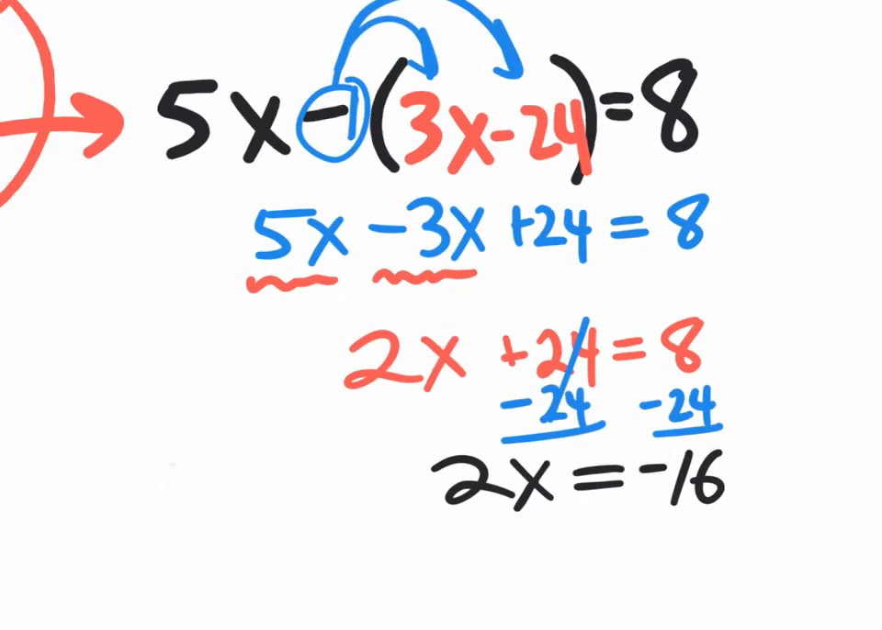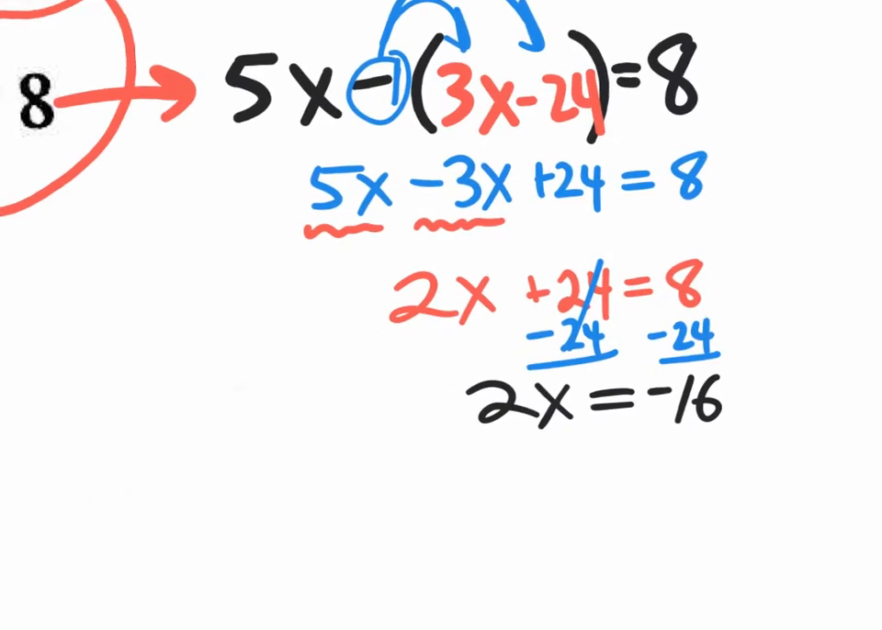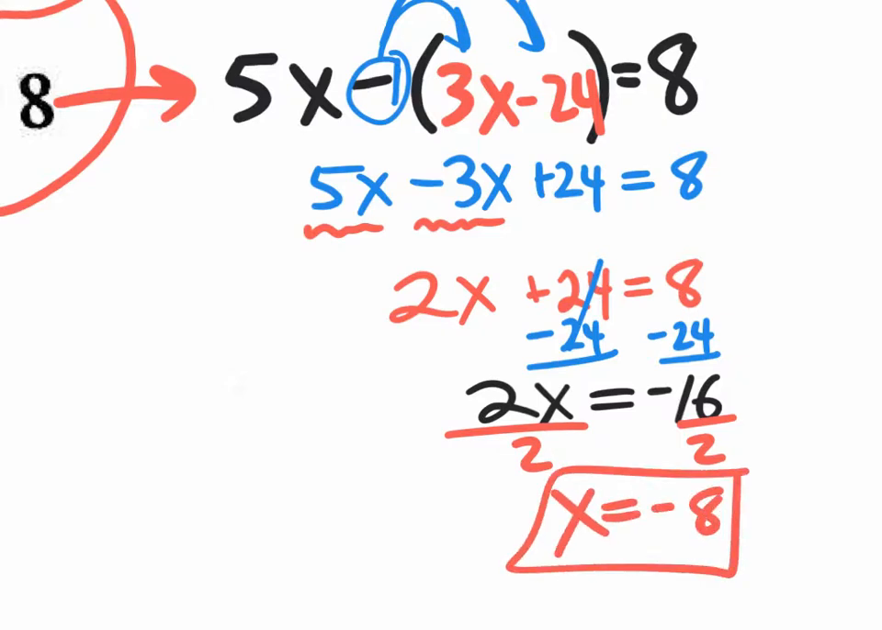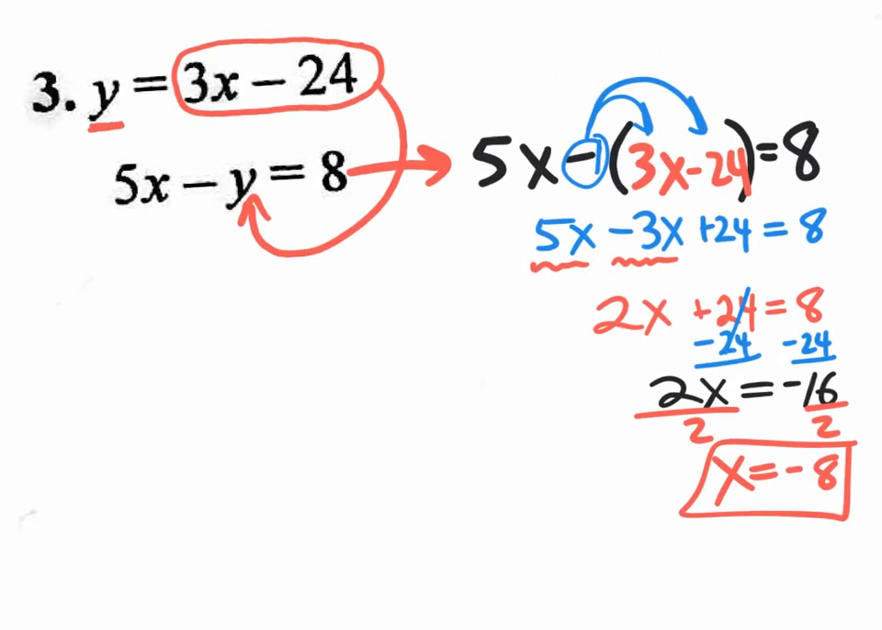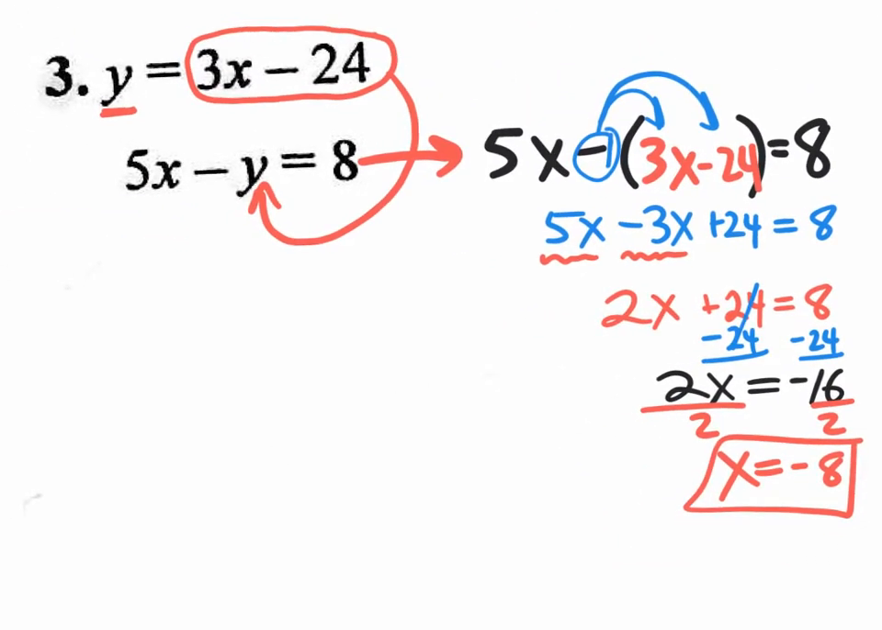So I'm down to my last step here, 2x. I need to get rid of the 2, divide by 2, and we will have our first answer, x equals negative 8. Once you have one answer, you need the other one. Simply plug it into the original, any equation you want. Which one's a good one to do, top or bottom? Top. All right, let's do top.